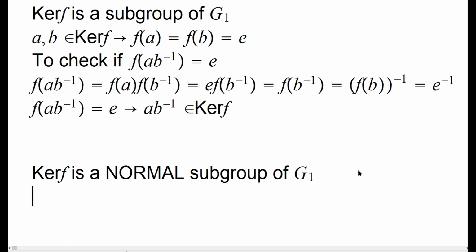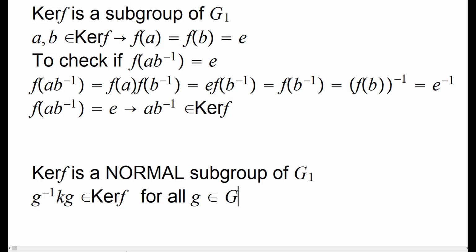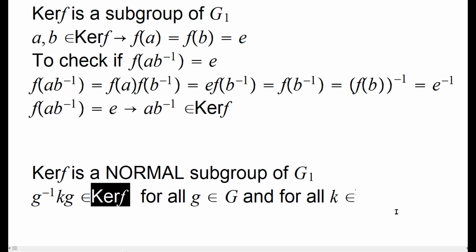Remember, one of the criteria was that if we can show this, g inverse k g belongs to the kernel of F, for all little g in G, and for all k in the kernel of F, then that will give us that as a normal subgroup. Okay, so this is what we want to check.